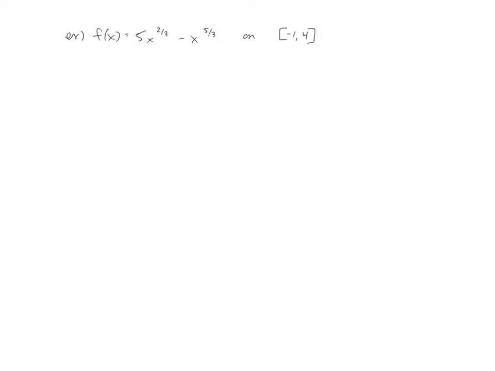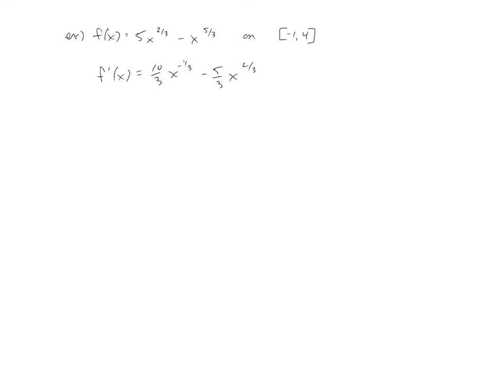Okay, for our next example, we've got a new function and a new interval, on the interval -1 to 4. So the same basic idea. We're going to test critical values, and we're also going to test the endpoints, -1 and 4. So let's come over to the first derivative to look for these critical values. When we take this derivative, we get 10/3 x to the -1/3 minus 5/3 x to the 2/3.